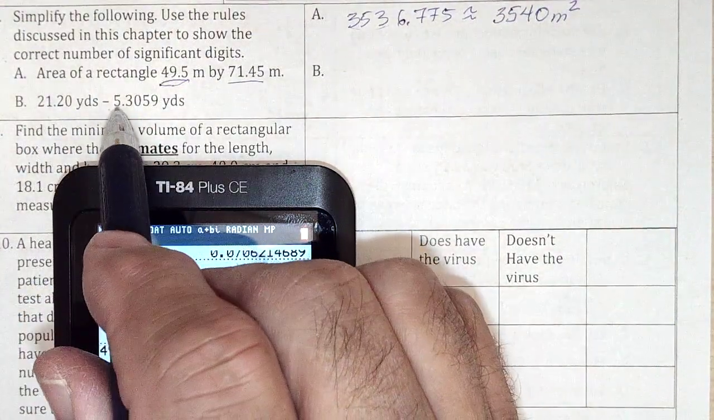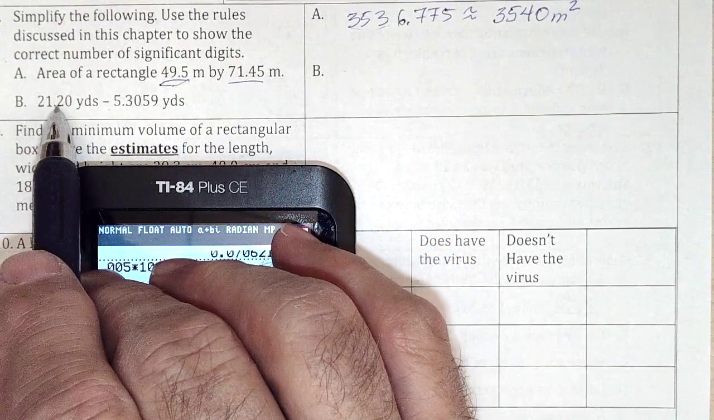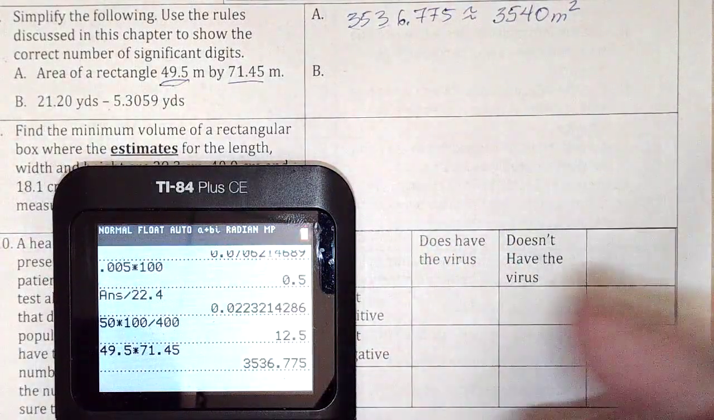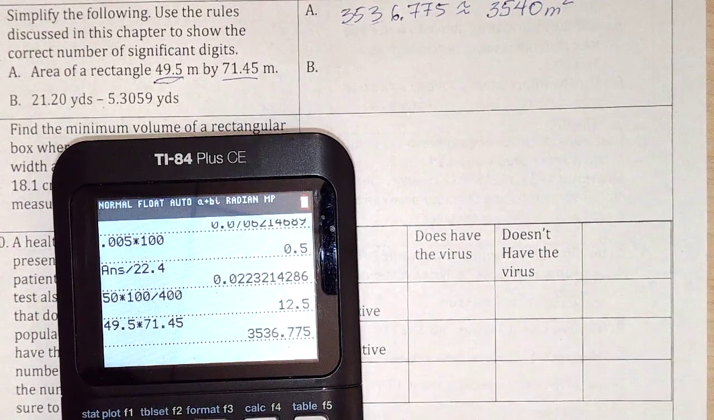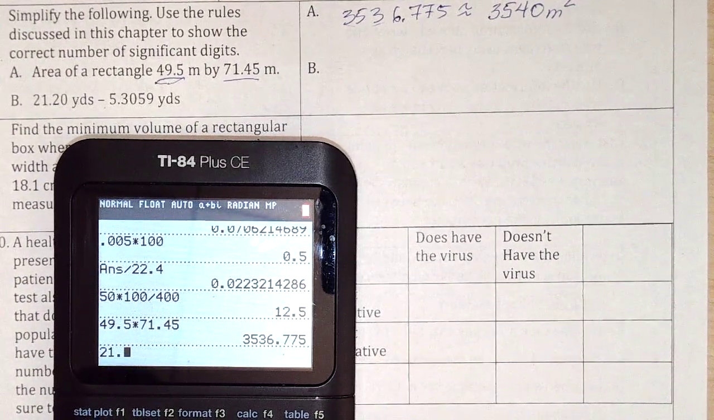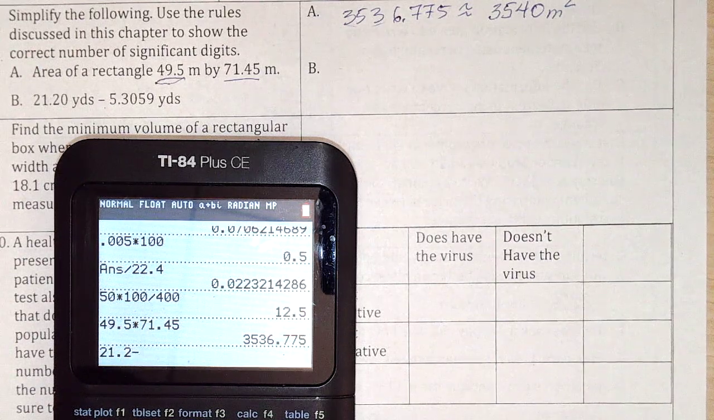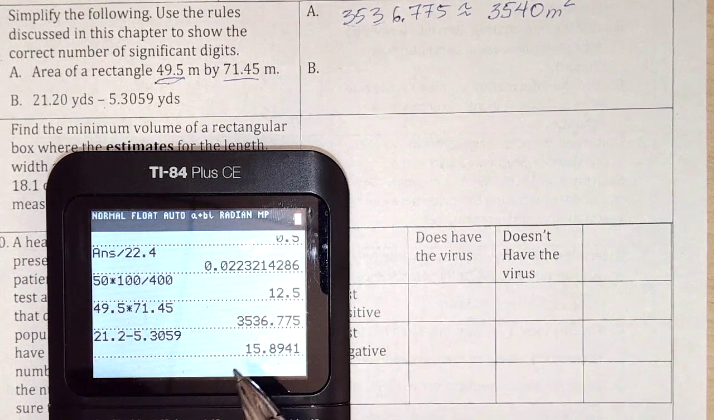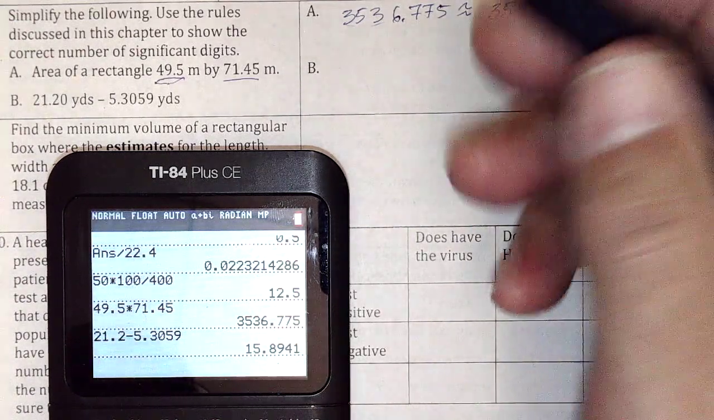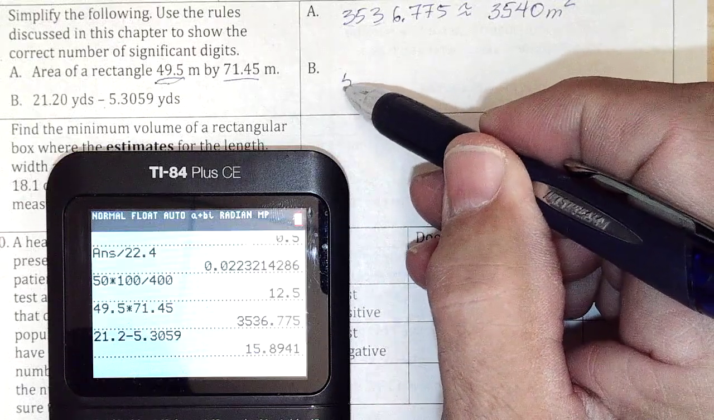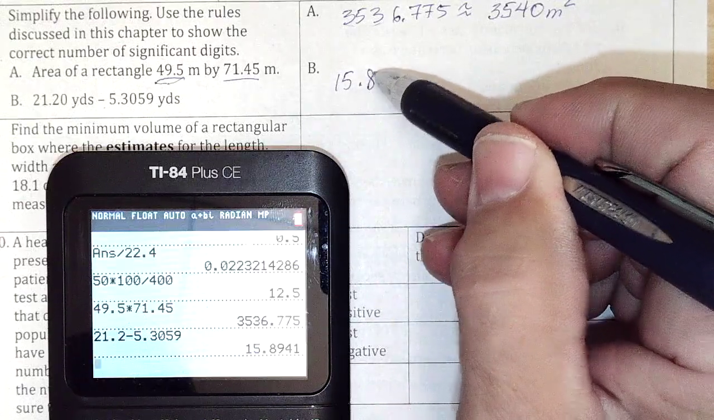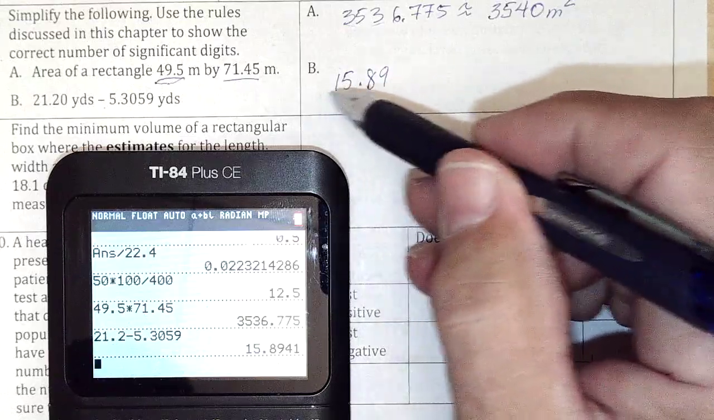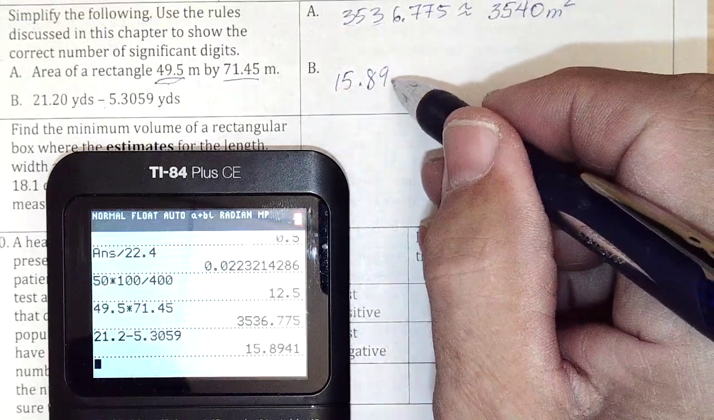Here I have 5 significant digits and I have 4 here, so my answer's got to be 4. So I got to take 21.2 minus 5.3059. I get this, but I can only do 4 significant digits, so that's 15.89 rounded there. That's 4 significant digits, yards.